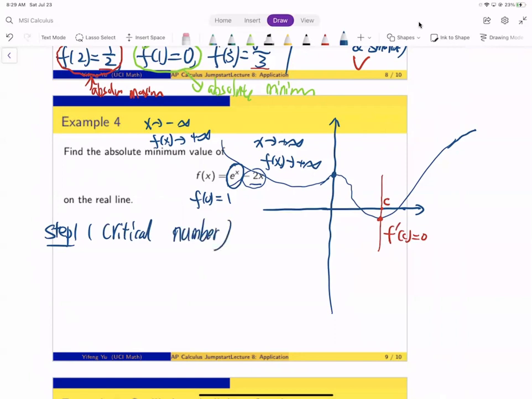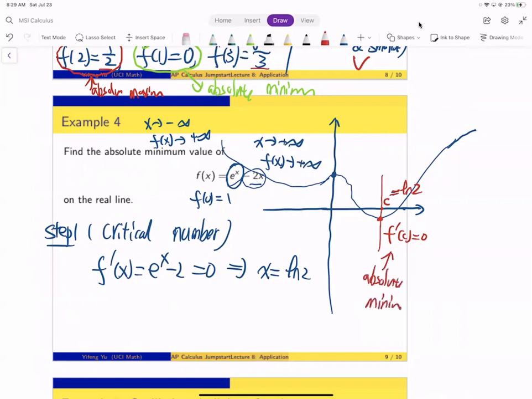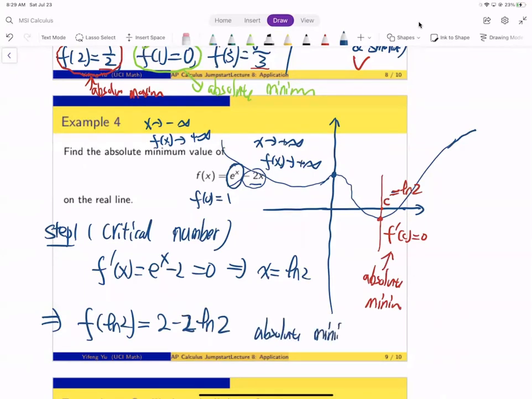If there are multiple, then we have to compare. I calculate f'(x), which equals e^x minus 2, and this equals 0. So I just get one solution: x is log 2. So there's only one critical value, which is log 2, and this tells us this one has to be the absolute minimum. Then we just get the value f(log 2), so it's just 2 minus 2 times log 2. So this is the absolute minimum.